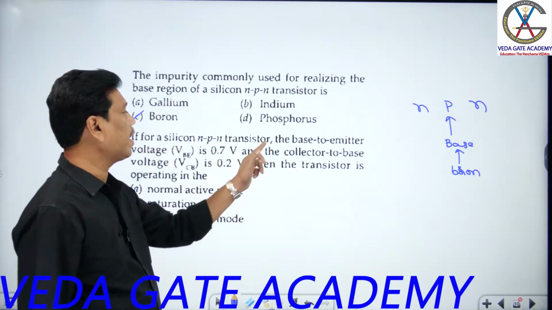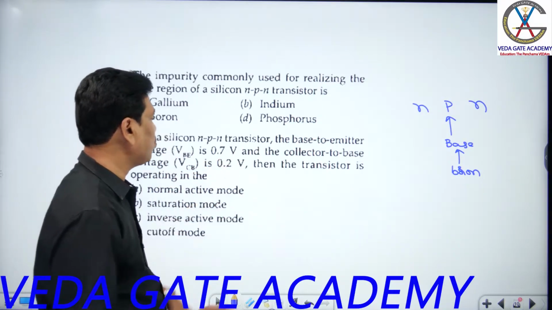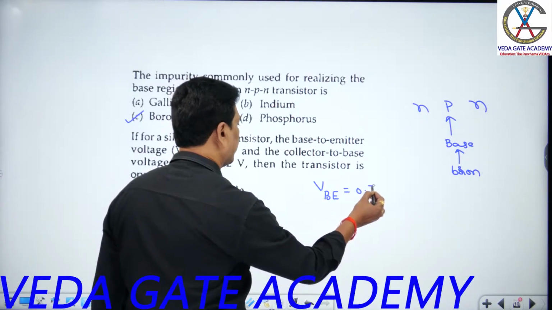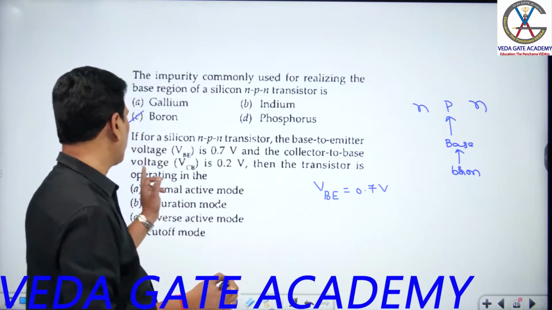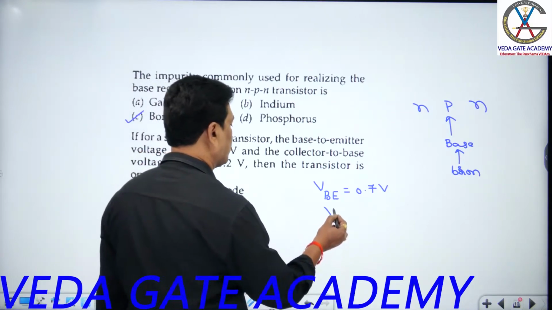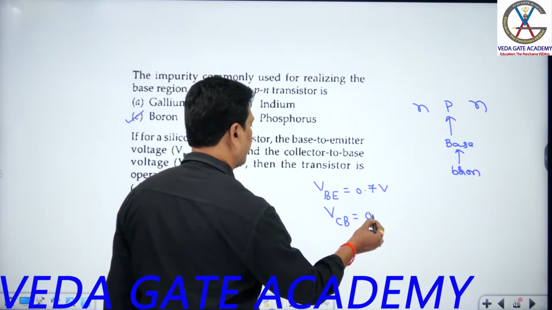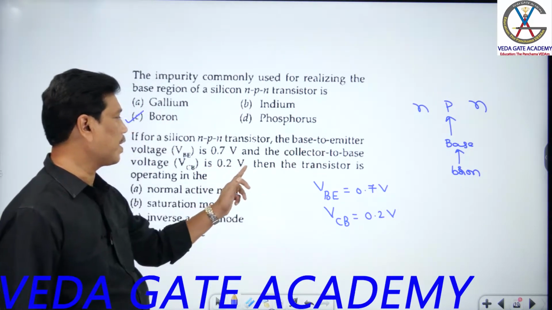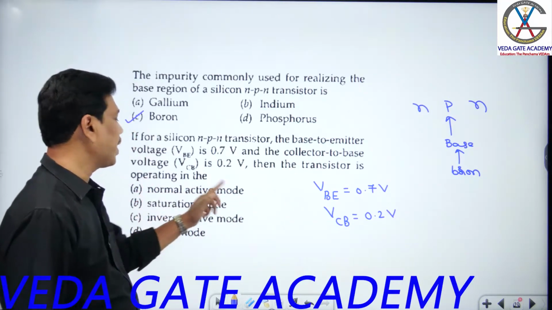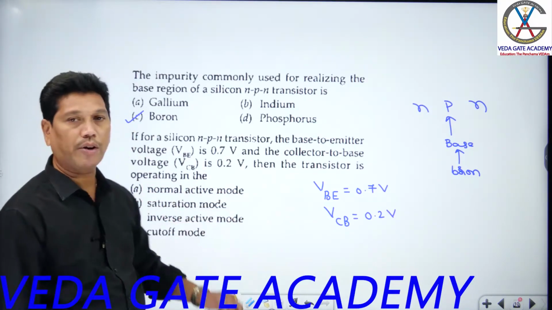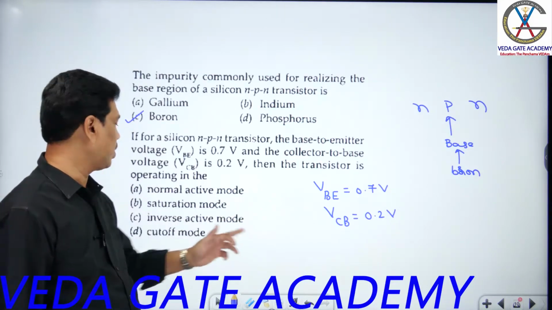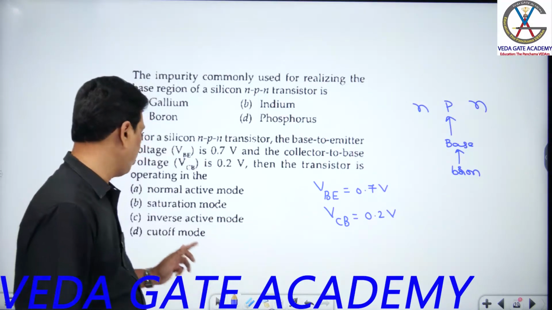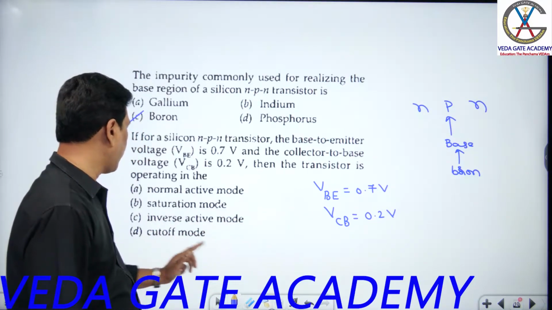If for a silicon NPN transistor, the base to emitter voltage VBE equal to 0.7 volt, and the collector to base voltage VCB equal to 0.2 volt students. So base to emitter voltage is 0.7 volt and the collector to base voltage is given 0.2 volt. Then the transistor is operating in, first option, normal active mode students. Next option is saturation mode. Next option is inverse active mode, cutoff mode you can call.